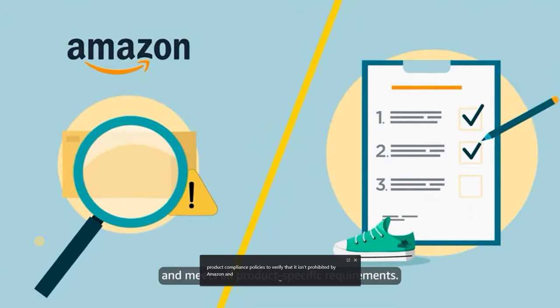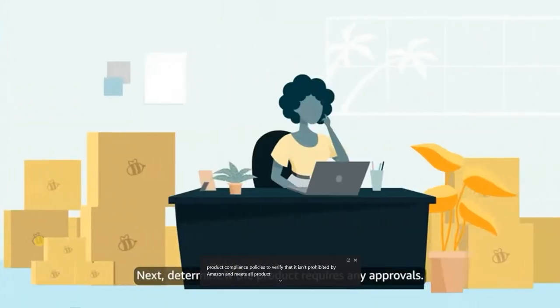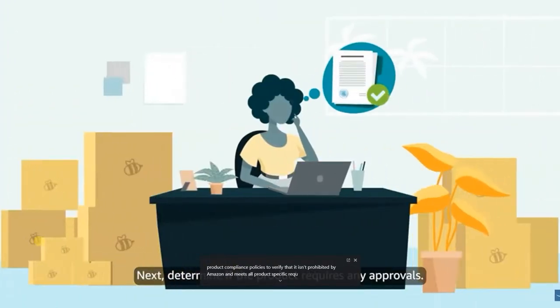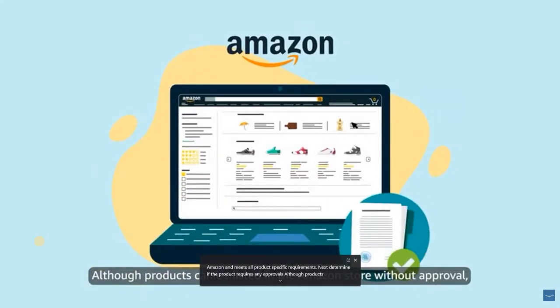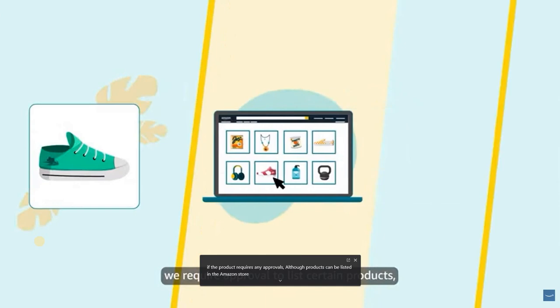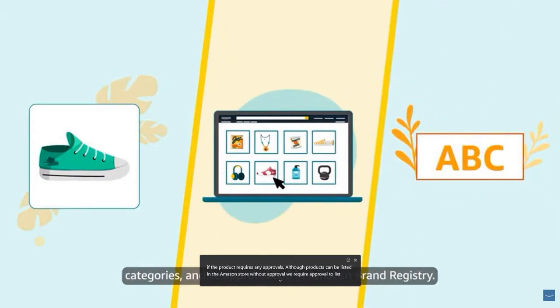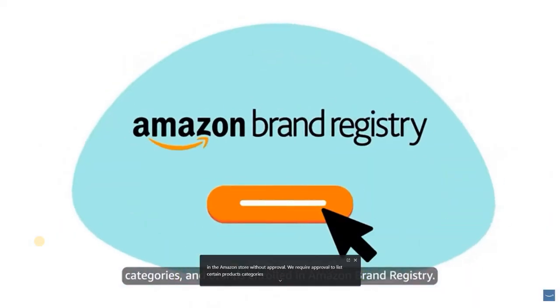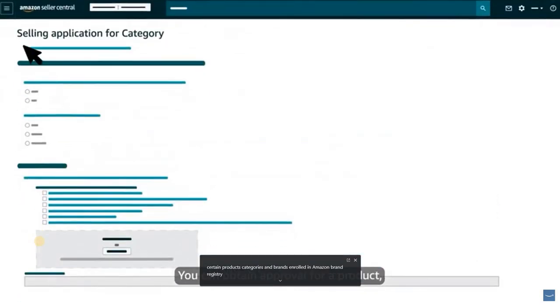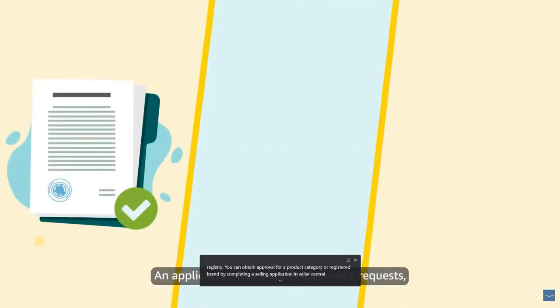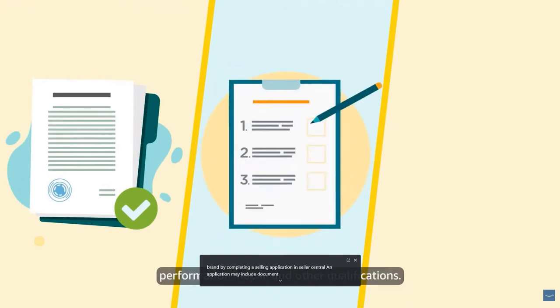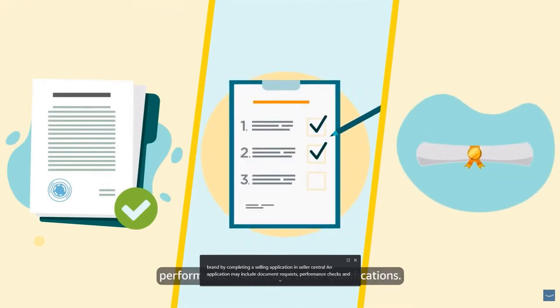Next, determine if the product requires any approvals. Although products can be listed in the Amazon store without approval, we require approval to list certain products, categories, and brands enrolled in Amazon Brand Registry. You can obtain approval for a product, category, or registered brand by completing a selling application in Seller Central. An application may include document requests, performance checks, and other qualifications.